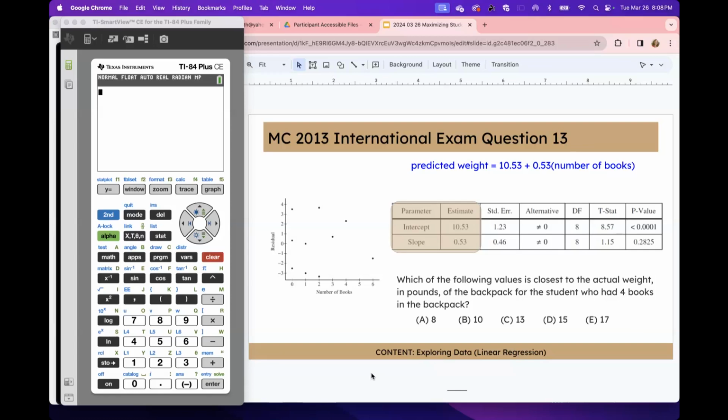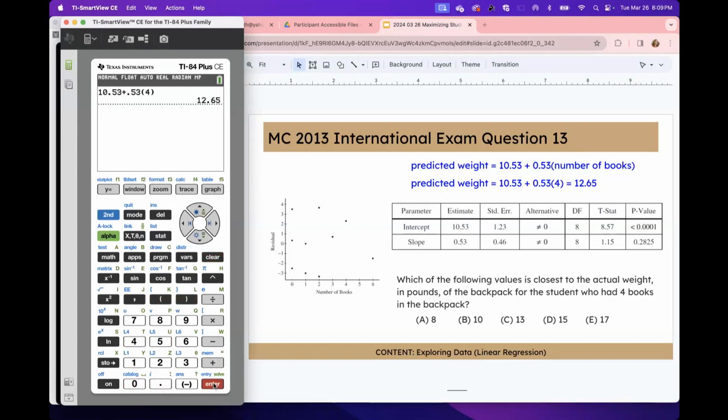So now I've got my regression equation. I'm looking at my question. I'm talking about 4 books being in my backpack. So this is where the calculator is going to come in handy because I can plug in 4 into my regression equation, but then use my calculator to actually do the arithmetic for me to calculate the predicted weight when there are 4 books in the backpack. I certainly would not want to do that by hand any day, but definitely not in a test situation. So that calculator is my friend, even at this point.